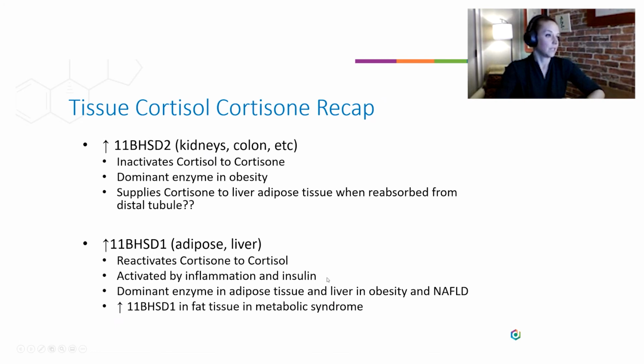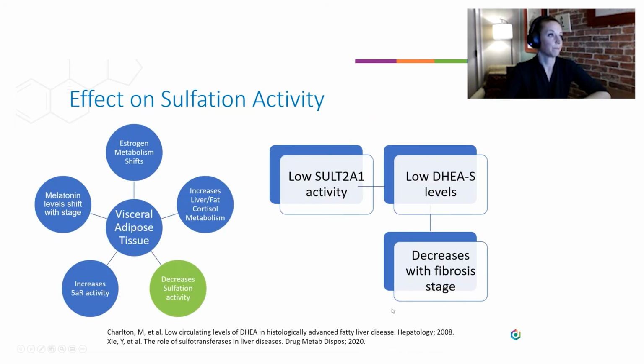11 beta HSD type 1 in the adipose and in the liver is what we're really interested in talking about today. That's the one that reactivates cortisone to cortisol. It's activated by inflammation and insulin, and metabolic syndrome is all full of inflammation and insulin. So we can imagine that 11 beta HSD1 is pretty upregulated in that population.